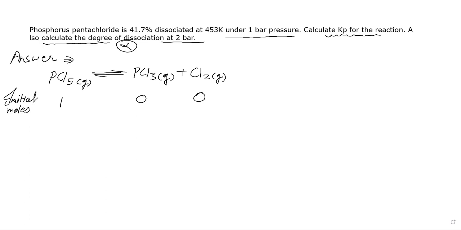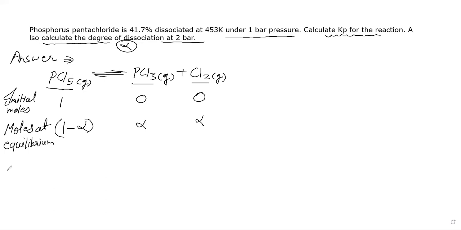Then I'll write moles at equilibrium. Now consider its degree of dissociation is alpha. Then alpha moles of PCl5 get dissociated. Since 1 mole of PCl5 gives you 1 mole of PCl3 and 1 mole of chlorine, alpha moles of PCl5 gives you alpha moles of PCl3 and alpha moles of chlorine. So number of moles of PCl5 remaining will be 1 minus alpha.